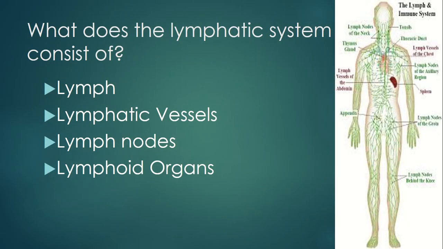Now in this segment you are going to learn what the lymphatic system consists of. Simply, you can say that the lymphatic system consists of lymph, the lymphatic vessels, lymph nodes, and lymphoid organs, and in structure it appears like this, a very thin network of vessels.